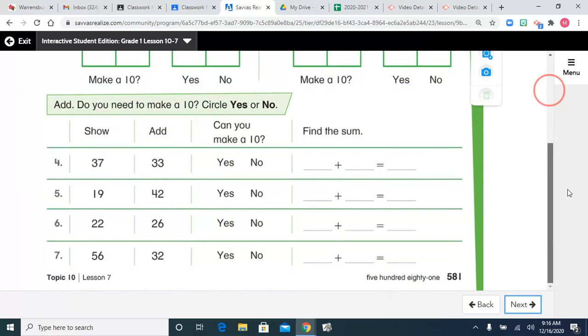Now down here at the bottom, 4, 5, 6, and 7, they don't give you much room, but it's like the problems that you did yesterday or the lesson before. So put your lines and your dots underneath the number, and then lines and dots under the number. And then if you could make 10 with the cubes, circle 10, and then yes or no, and then write your equation. 37 plus 3 equals whatever you counted up. And you'll do that for the next 3 problems. Okay? So you have to do that whole page 581.